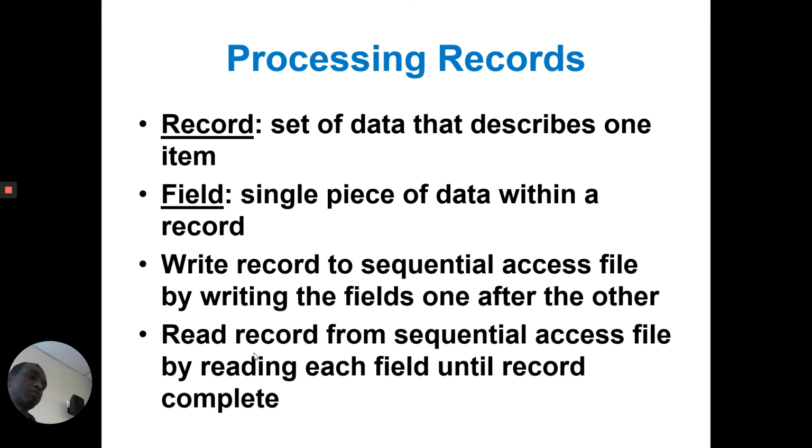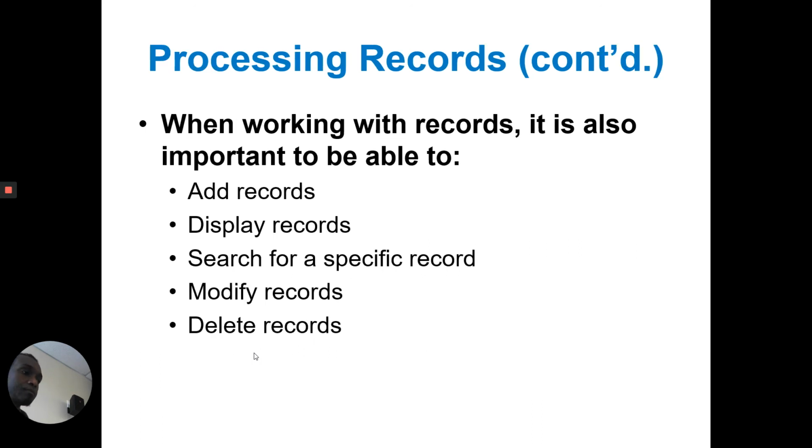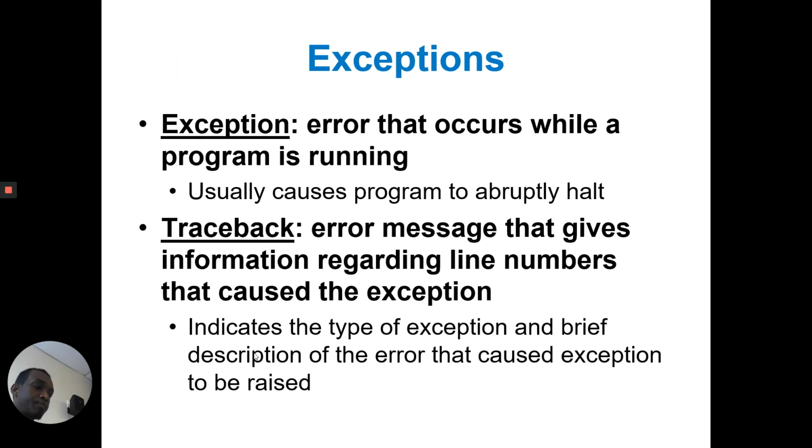Processing records. A record is a set of data that describes one item. A field is a single piece of data within a record. Write a record to a sequential access file by writing the fields one after the other. Read a record from a sequential access file by reading each field until the record is complete. When working with records, it's also important to be able to add records, display records, search for a specific record, modify records, and delete records.